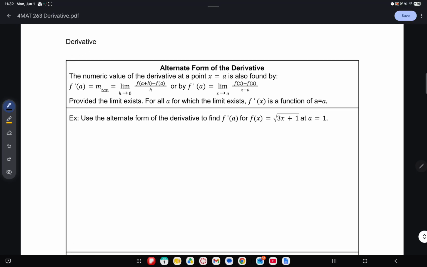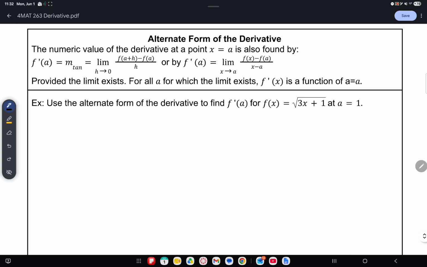All right, alternate form of the derivative. We have still that quotient, right? The limit as h goes to 0 of f of a plus h minus f of a all over h, which is what we've been using so far. Or we can say, hey, the limit as x approaches a of f of x minus f of a all over x minus a. So we can try doing that. So we'll use the alternate form to find f prime of a.